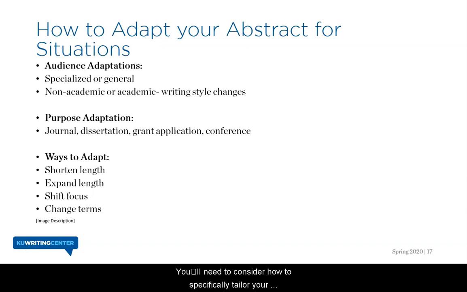You'll need to consider how to specifically tailor your abstract for the situation. Is this going in front of a paper for publication? Is this part of an application to present something or to get a grant? Furthermore, who is going to be reading this? Will it be experts in the field or a more generalized audience, such as students doing research for the first time? There are many ways to adapt an abstract. One of the main ways is to change the length. Often the situation you're writing for will have specific requirements. You can also change the types of terms you use. A lot of jargon won't do you any good if you're trying to get a general audience to read your work.